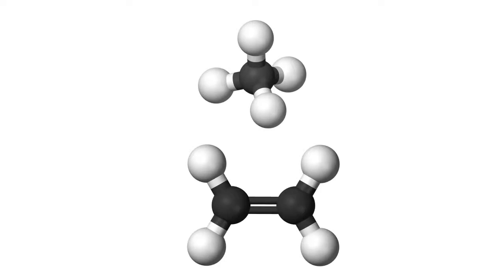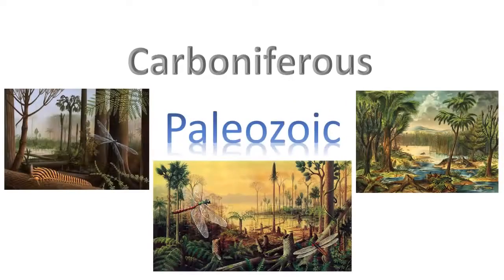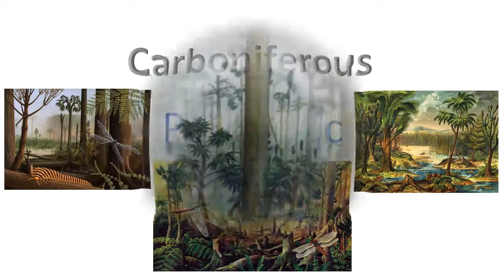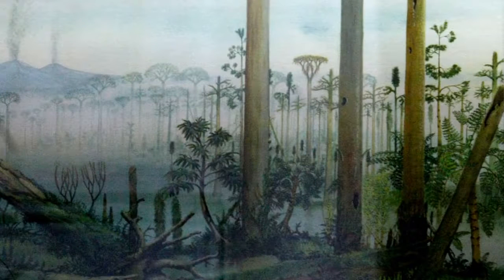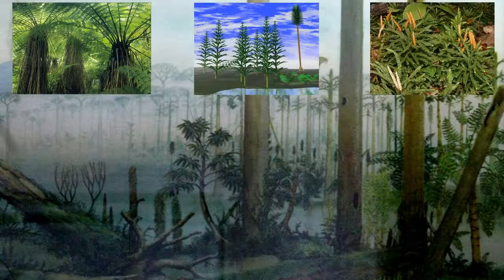Fossil fuels are hydrocarbons formed from the remains of prehistoric animals and plants that lived hundreds of millions of years ago. This period is known as Carboniferous and is part of the Paleozoic era. There were swamps everywhere. Some of the plants who lived in that period were fern trees, calamites, and mosses.